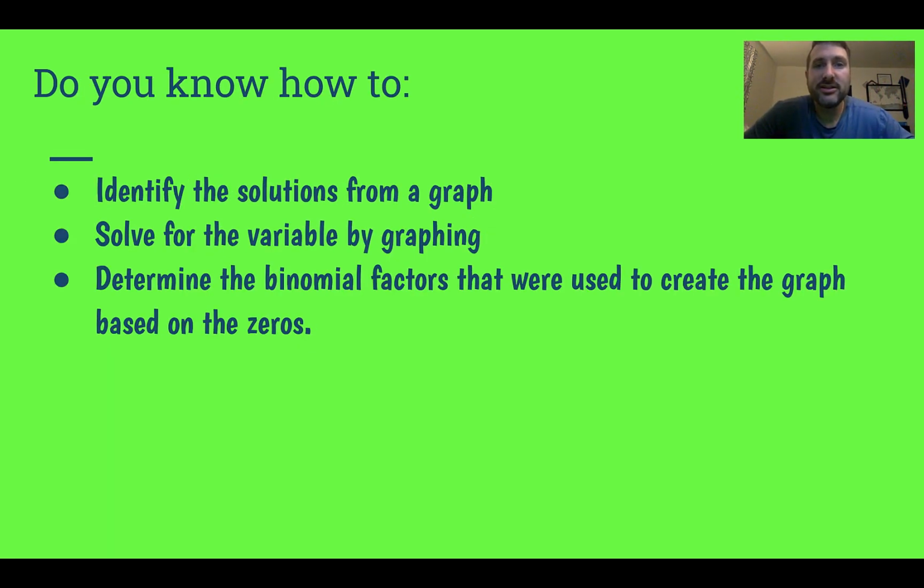So, after this lesson, do you now know how to identify the solutions from a graph, solve for the variable by graphing, and do you know how to determine the binomial factors that were possibly used to create the graph based on what the zeros are? If you're not sure about these things, go through, look at some of the examples, and see if you can figure out some patterns of how they work. And that's the end of Lesson 5 on solving quadratic equations by graphing.